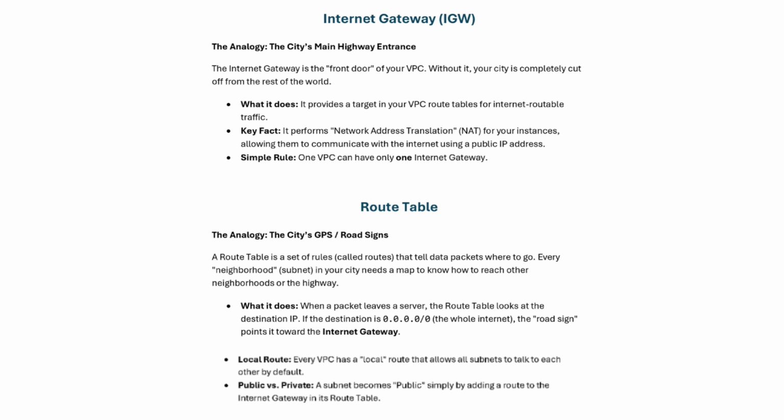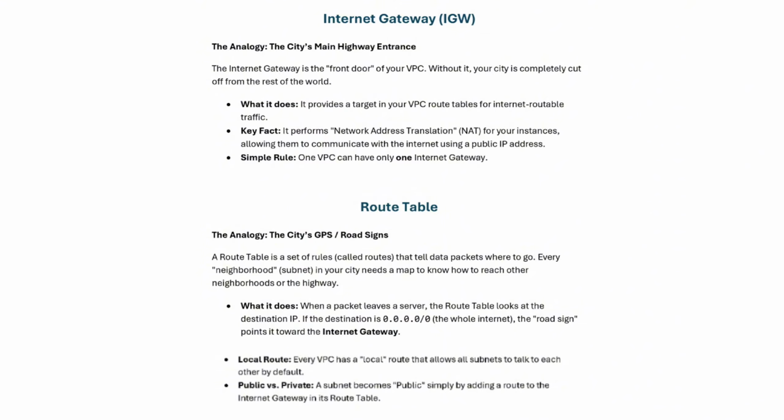Internet Gateway. The Internet Gateway is like the front door of your VPC. Without it, your city, or your VPC, is completely cut off from the rest of the world. It provides a target in your VPC route tables for Internet routable traffic. It performs NAT for instances, allowing them to communicate with the Internet using a public IP address. One VPC can have only one Internet gateway.